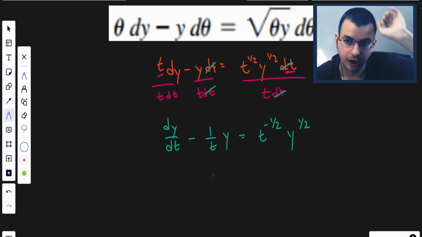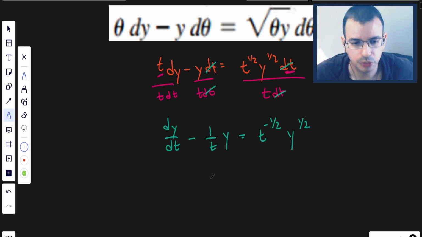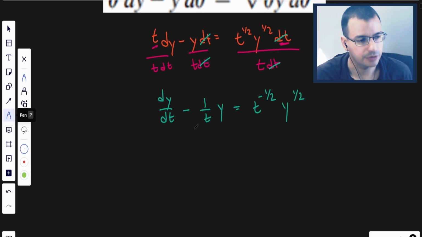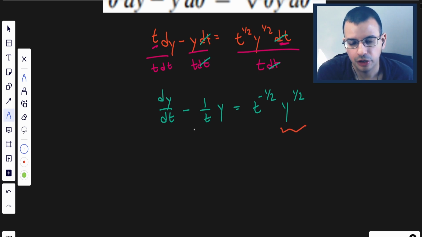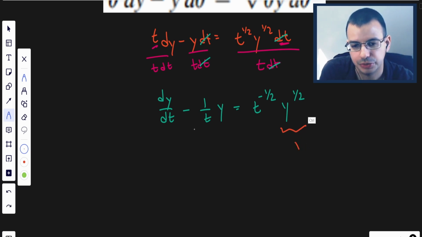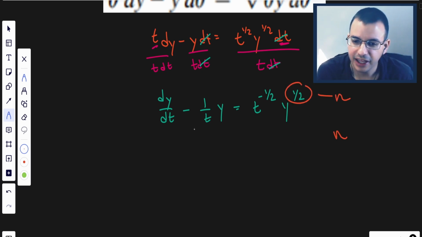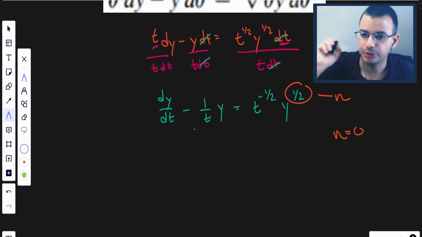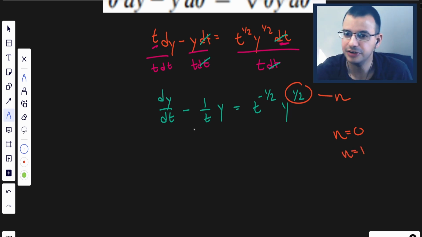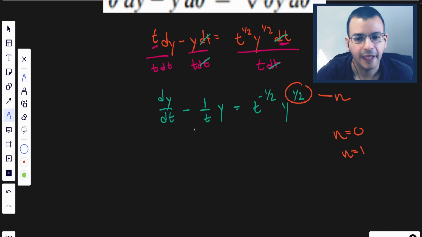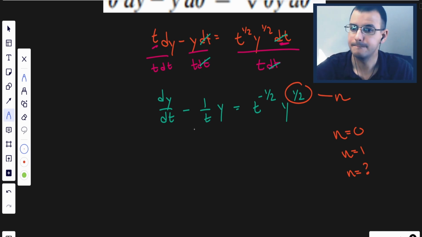All right, so now this is where we notice that this is Bernoulli's form. So if this side over here was y to the 0, so this is n. And if n equals 0, then we'd have a homogeneous linear differential equation. If n equals 1, then we just have a linear differential equation, which we can still solve. And if n is something else, then Bernoulli's.